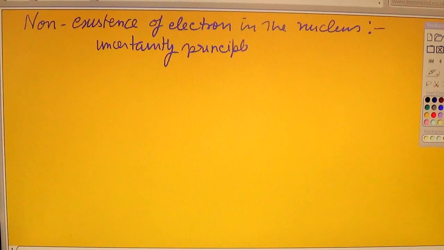And this is one of the examples of it. You know that in the uncertainty principle we define the product of two uncertainties, one in position and second in momentum, and this is equal to h cross, that is h upon 2 pi.